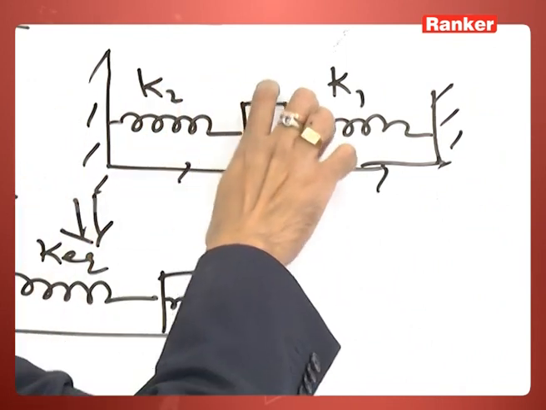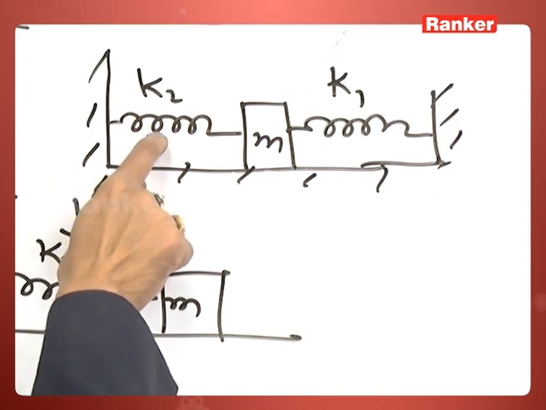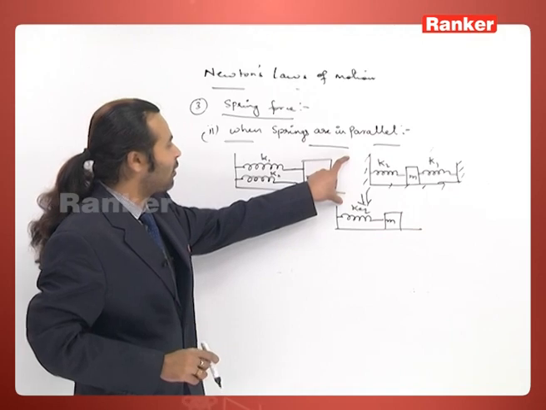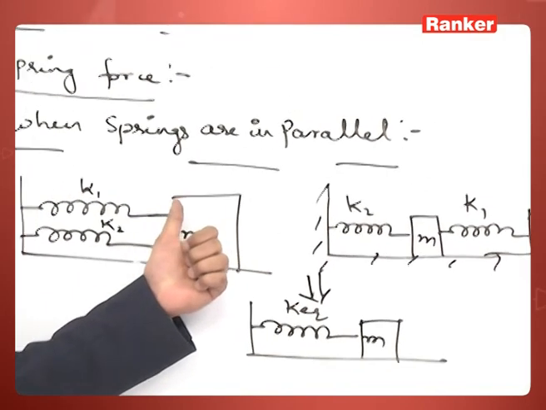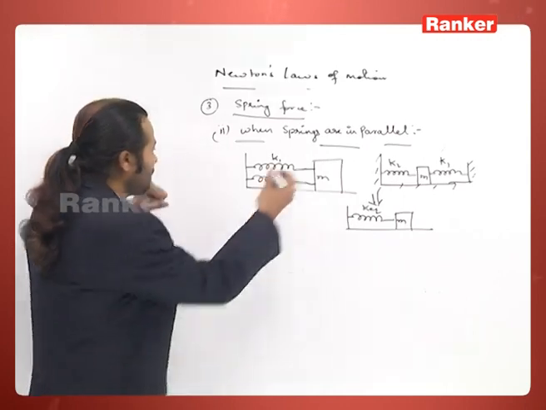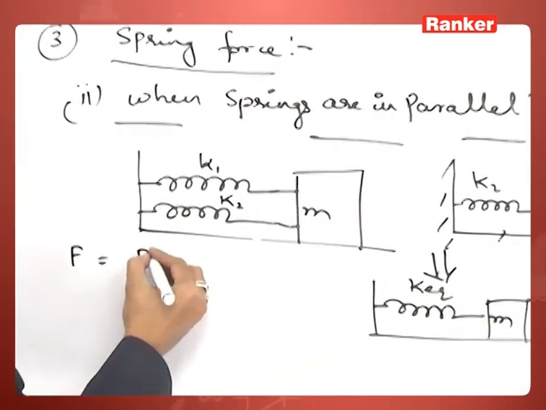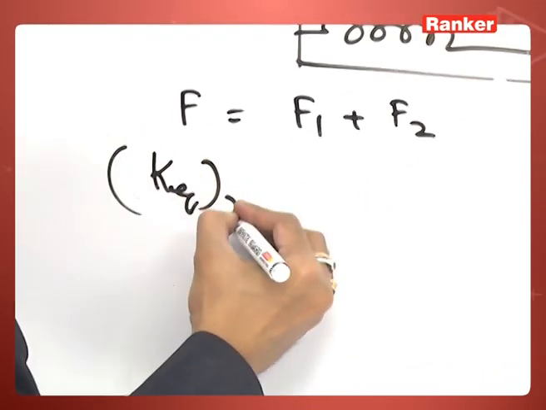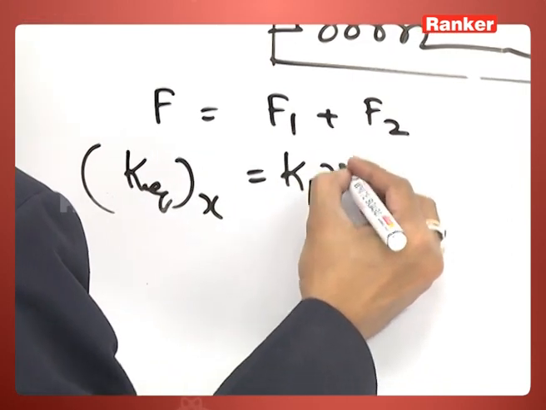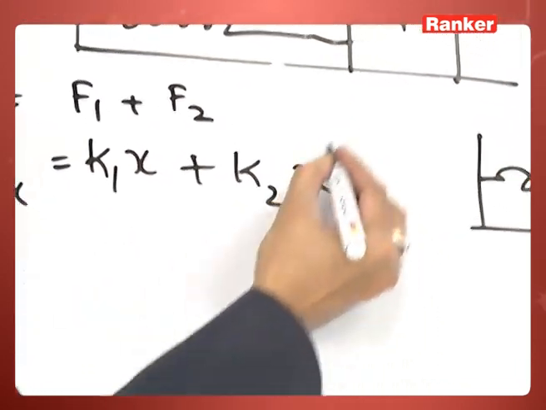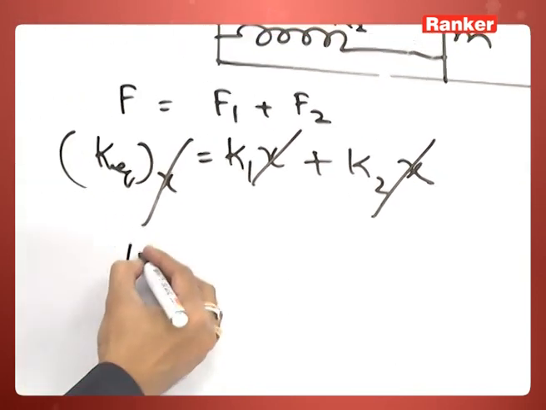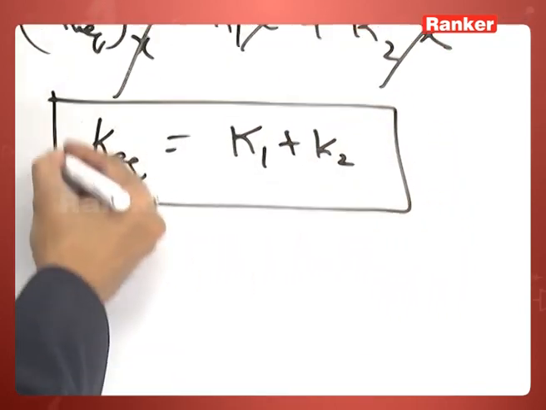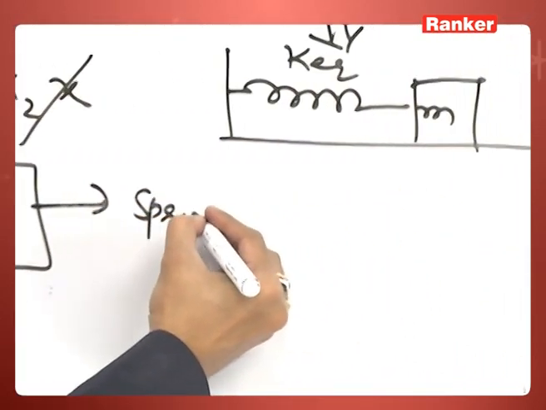So the net force acting on this block will be the summation of this force plus the summation of this force. Here also the same thing: when I make this block move, the spring forces acting on this block will be in this direction. So the net force will be F1 plus F2. F will be K equivalent into X. Here I write K1 into X plus K2 into X. So all this X cancels out, and K equivalent becomes K1 plus K2. This is springs in parallel.